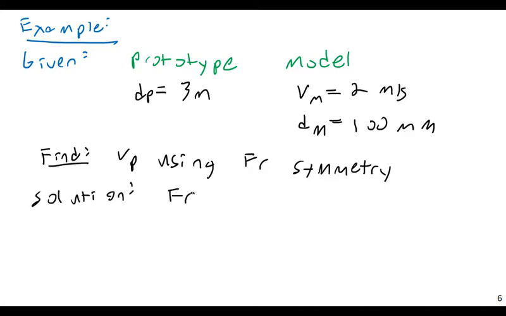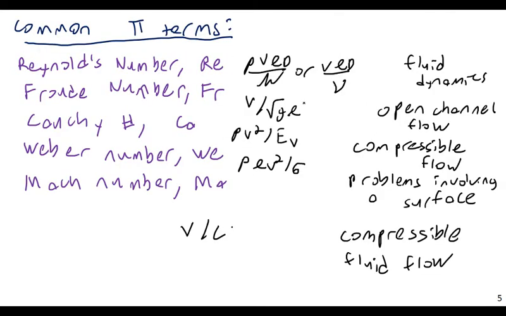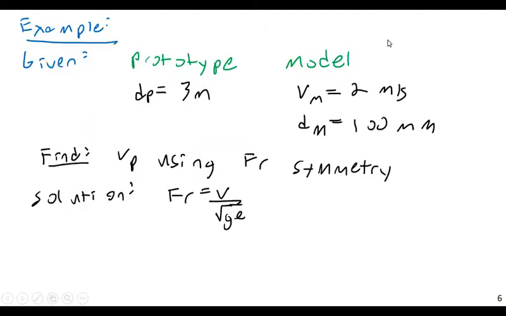Solution: well, the Froude number is going to be equal to V over the square root of GL. And here, actually, you know what? I mislabeled this a bit. This should not be diameter. This should be length, or sometimes diameter. You're never going to have both of them at the same time. Sorry about that. Length or diameter, depending on the context of your system.